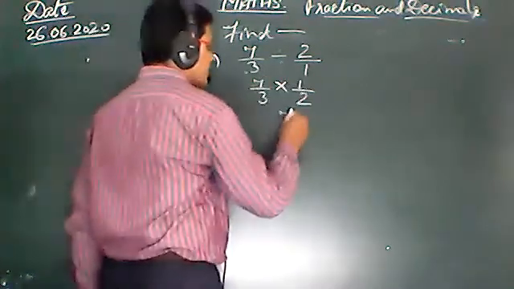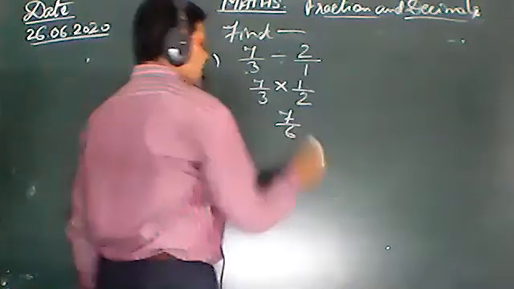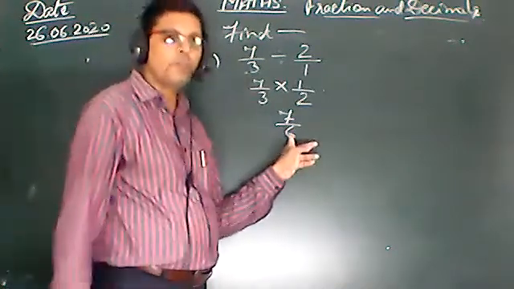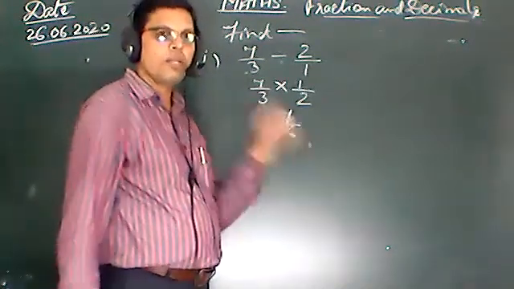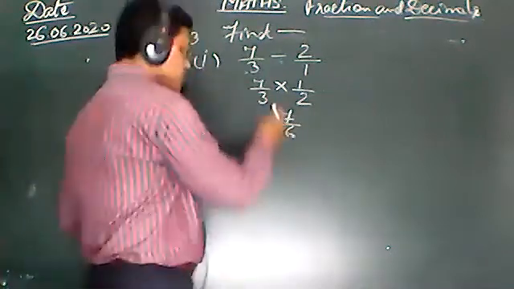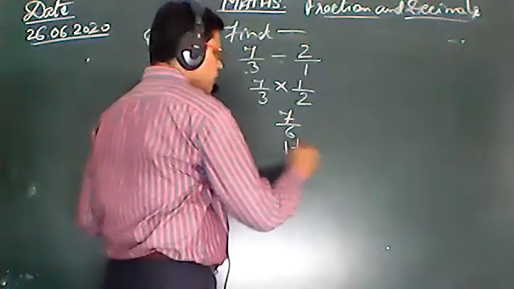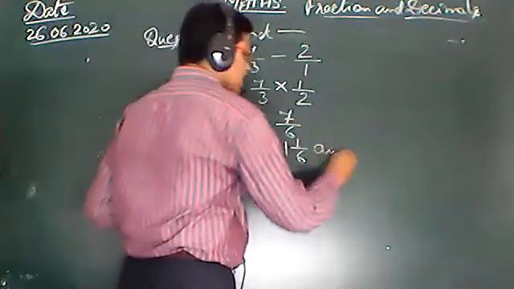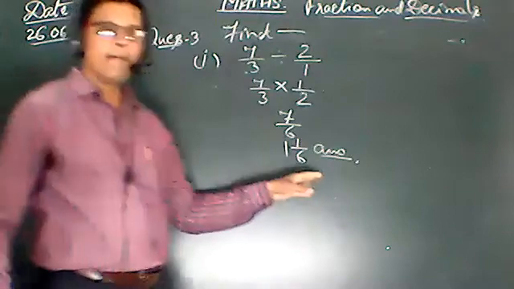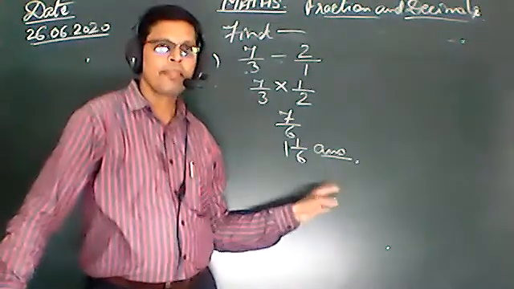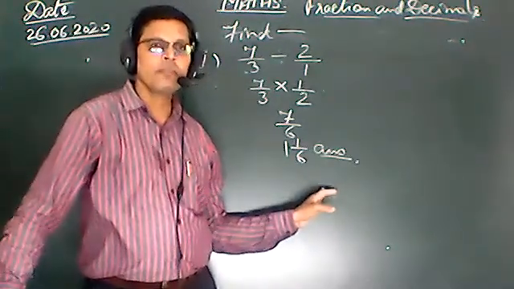Now we write 7 1s are 7, and 3 2s are 6. And this fraction is an improper fraction, so we convert it into a mixed fraction. 6 1s are 6, and remainder comes 1, 1 whole 1 by 6. And that is our answer. Okay? It is clear?